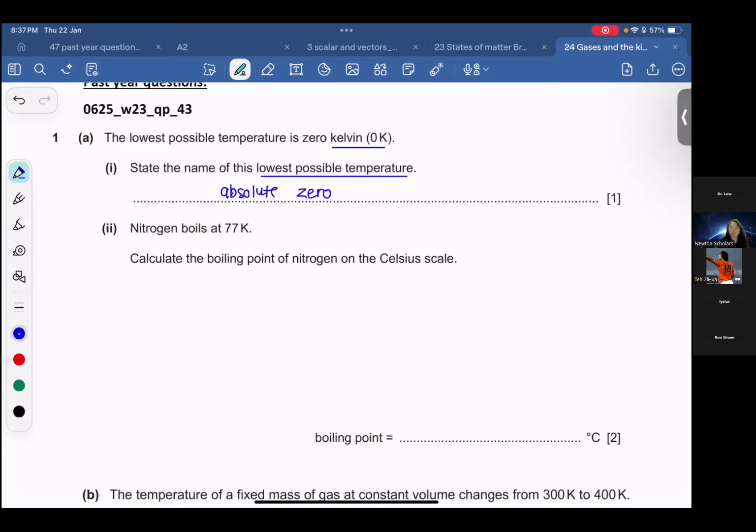This is past year 2023. Absolute 0. For 0 K, we call it absolute 0. Nitrogen will boil at 77 Kelvin. Calculate the boiling point. Do not refer. Think again. It's plus or minus 273. Count it and then tell me your answer.